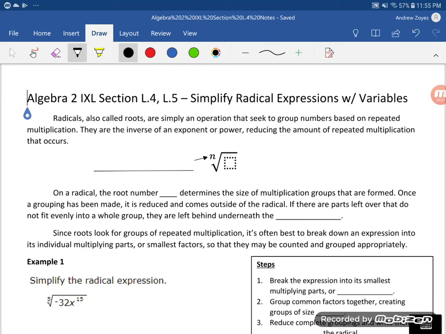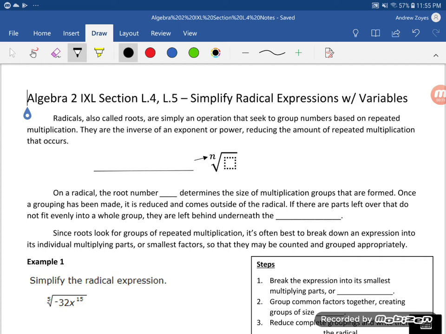Hey guys, so in this video we're going to go over IXL sections L.4 and L.5. Both of these sections cover the same concept, so we're actually going to work on problems from both sections, and you're going to realize that there's not a big difference between them. So make sure you do both of them. It's just a lot of practice, but it is the same concept.